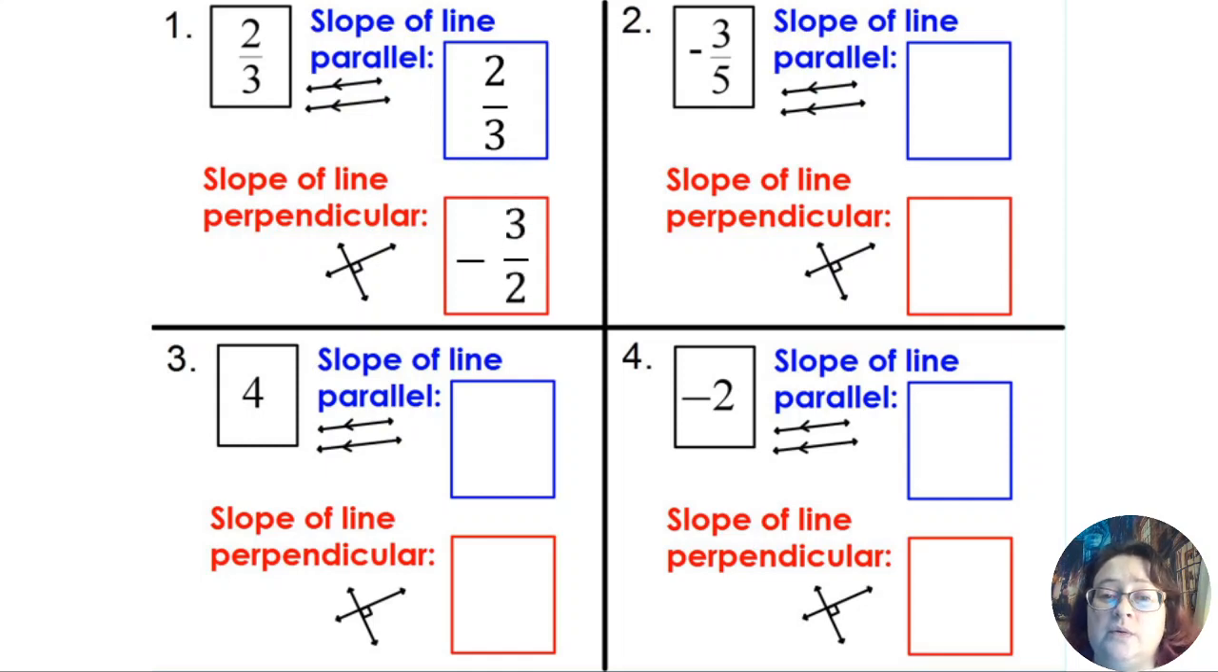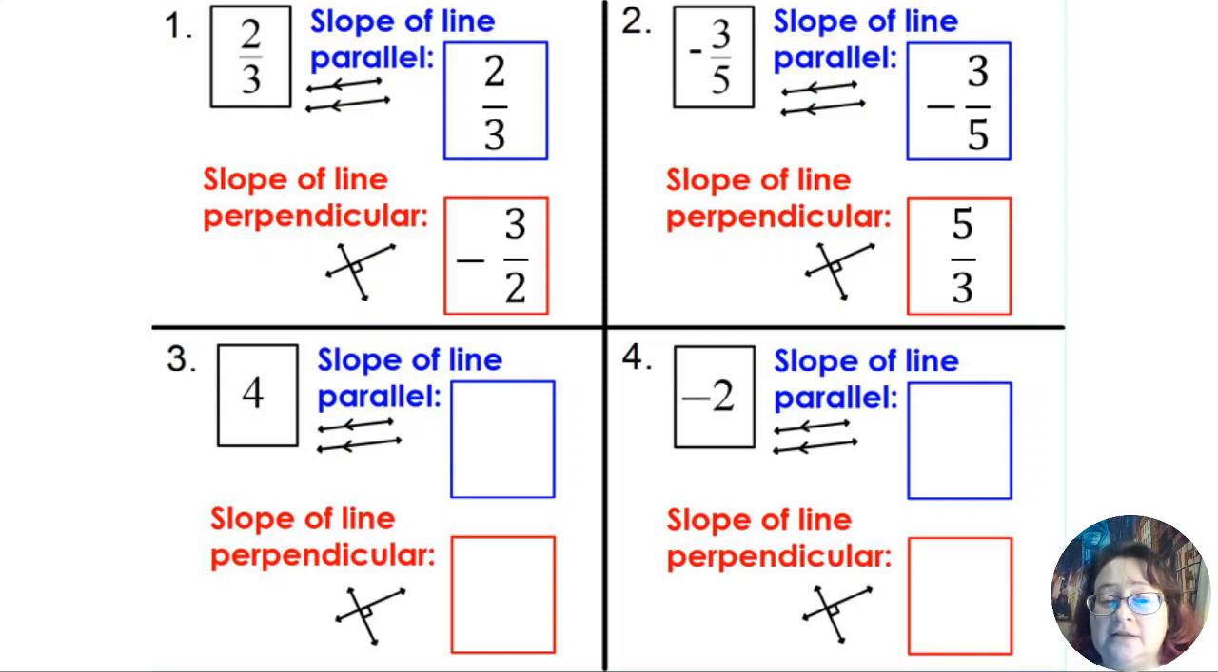For number 2, parallel slope, I keep it the same. I don't do anything different, so it stays -3/5. For a perpendicular slope, I have to change the sign. Negative becomes positive, so I don't put anything in front of the number. And then I flip the fraction. 3/5 becomes 5/3.